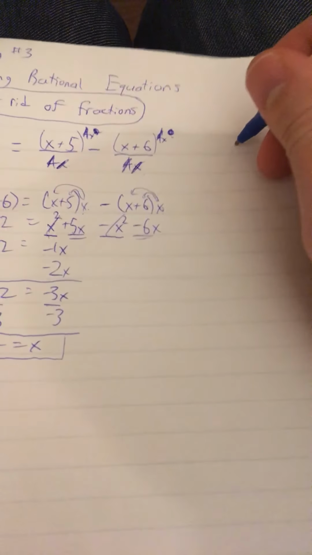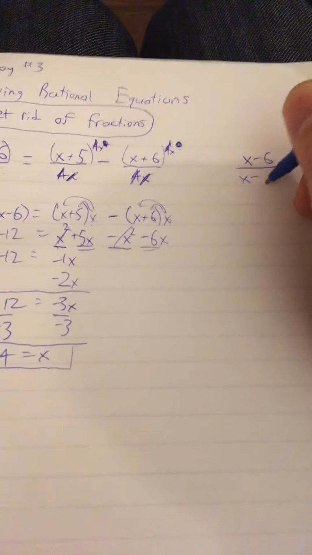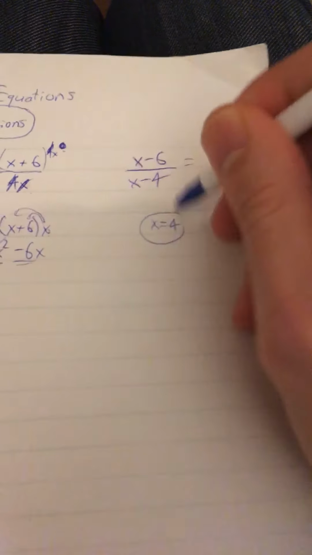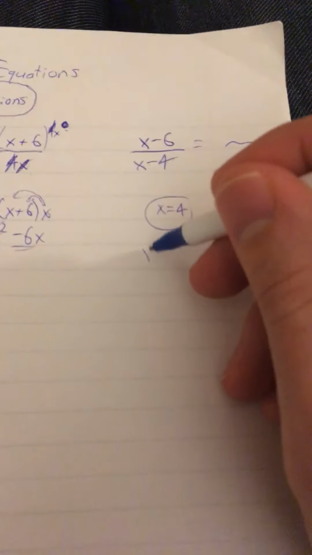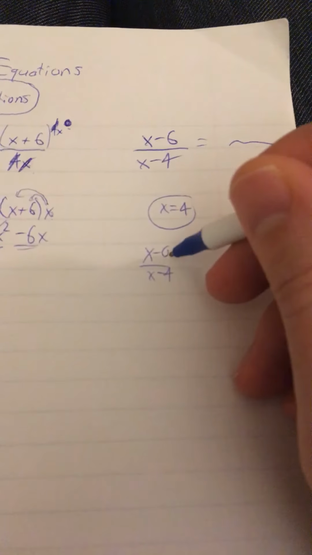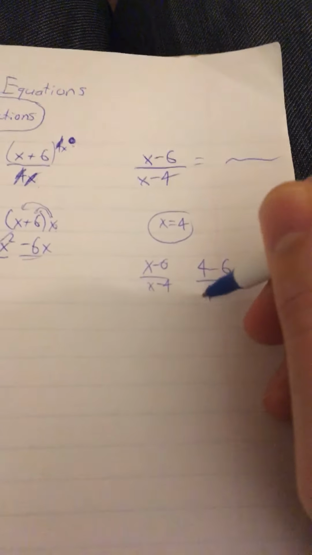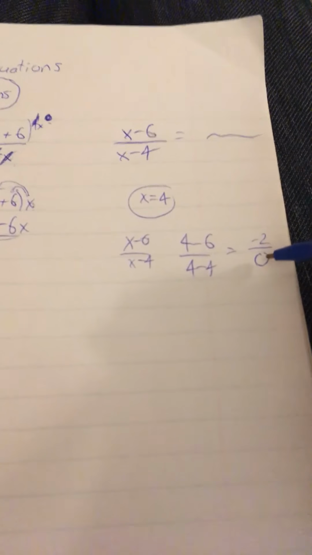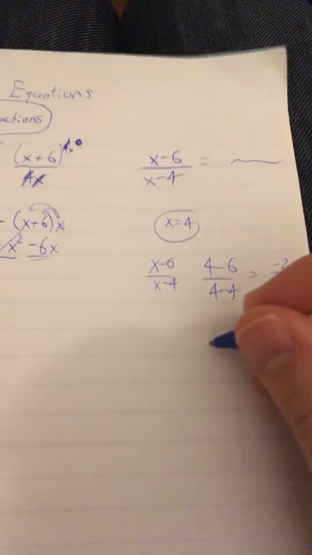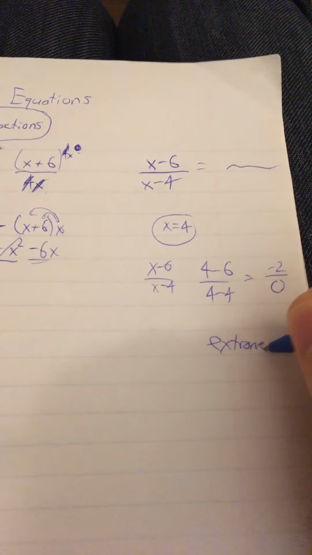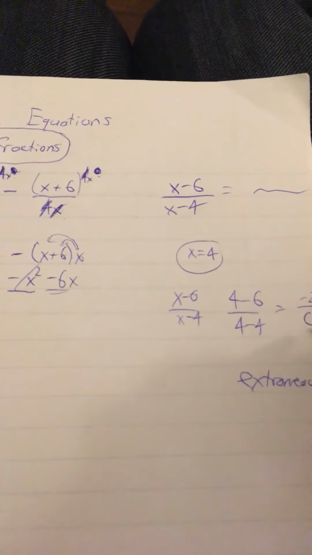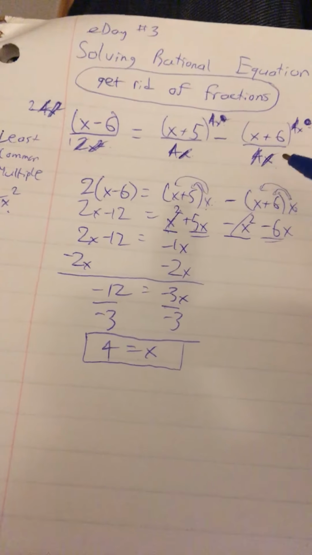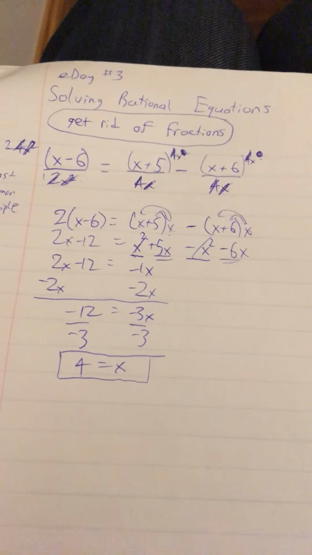Okay. If we had a problem that looked like this, x minus 6 over x minus 4 equals yada, yada, yada, and I got x equals 4 as an answer, if I were to go plug that back in, I'd have x minus 6 over x minus 4 would be 4 minus 6 over 4 minus 4, and that's something over 0 in the denominator. Can't divide by 0, then that'd be an extraneous solution. So you want to check to make sure you don't have any 0 in the denominator. But our answer of 4 in this original problem doesn't give us any 0 in the denominator.